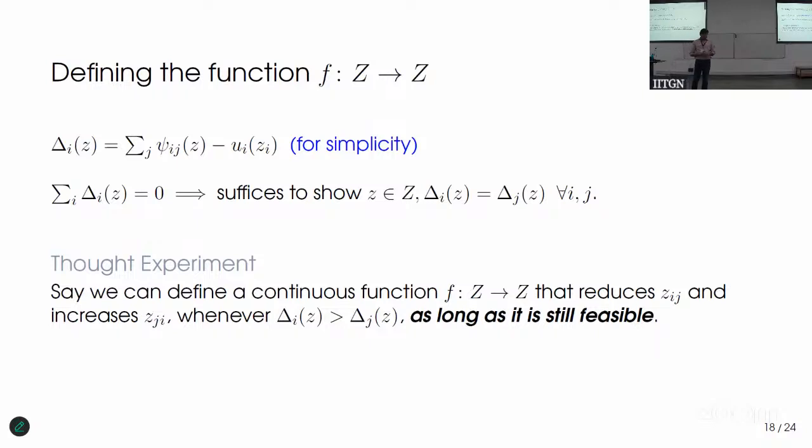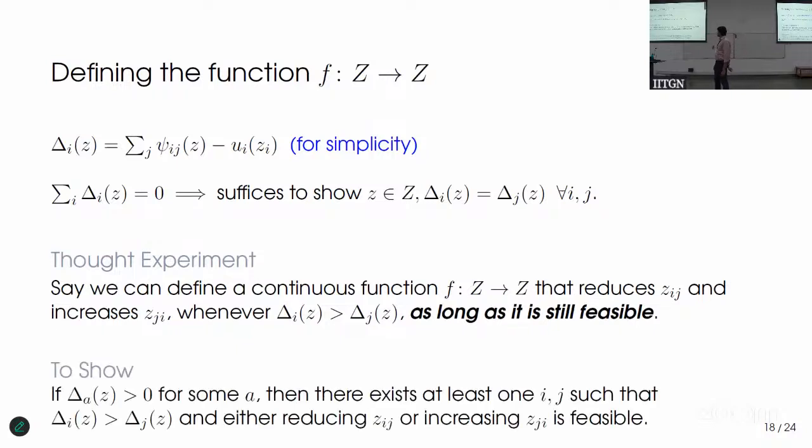So here's a fix: let's say that we do it continuously. I'm going to ask you to believe me at face value that this can be done continuously. Let's say that we do it continuously as long as it is still feasible. So as long as I can increase or decrease Zij or Zji, I will do it. Now, if you believe me that this can be done, then all I need to show you is that if there is a point where the surpluses are not equal to 0, there must be some pair of agents, I and J, such that the surplus of I is larger than the surplus of J, and either reducing Zij or increasing Zji is going to be feasible.